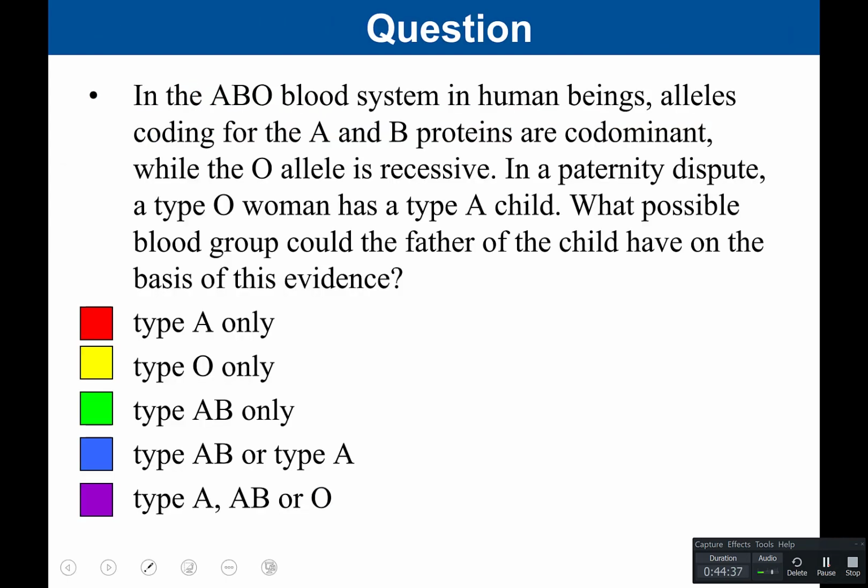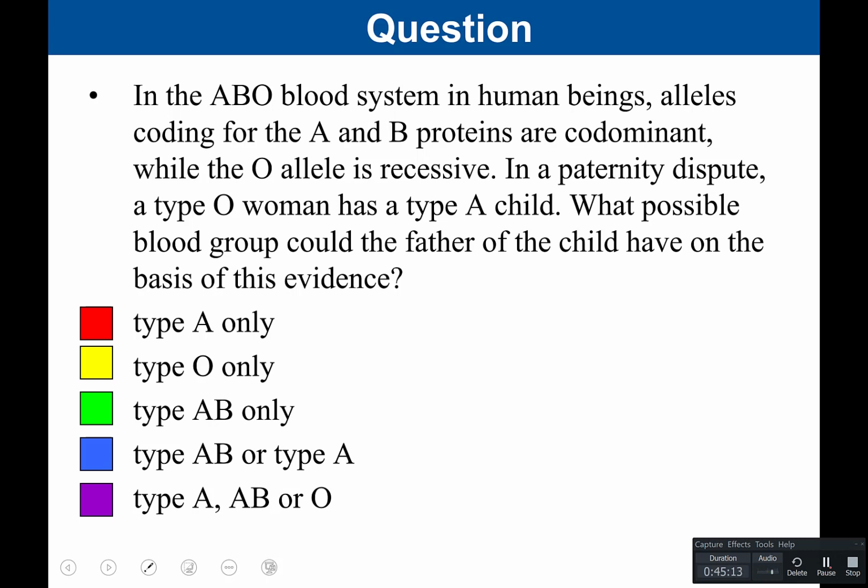There are 3 alleles, the A allele, the B allele, and the O allele. So question: in the ABO blood system in human beings, alleles coding for A and B proteins are codominant while the O allele is recessive. In a paternity dispute, a type O woman has a type A child. What possible blood groups could the father of the child have on the basis of this evidence? So what are his possible blood types? So pause your video, and when you're ready, push play.